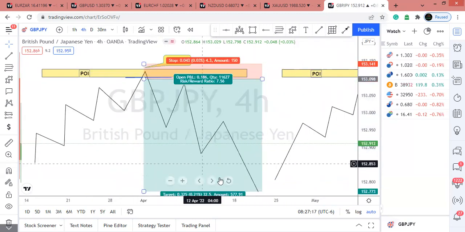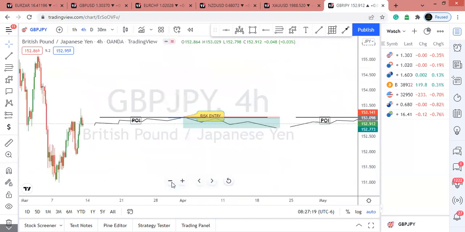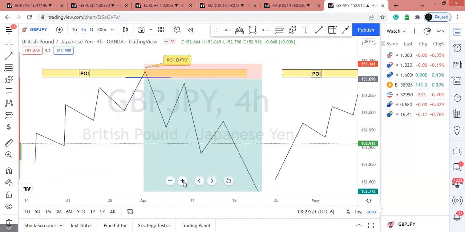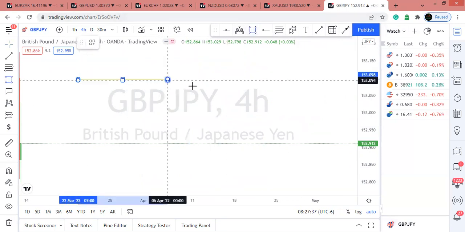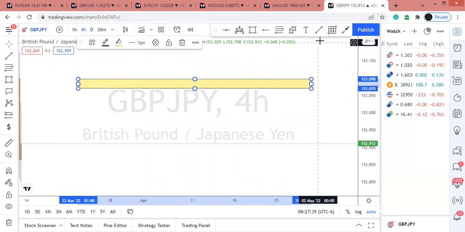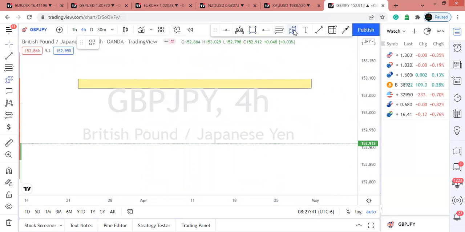Okay, let me take my screen back. Let me clean up this place. You wait for an additional break of structure for your confirmation entry. You wait for an additional break of structure before you eventually take your trade.